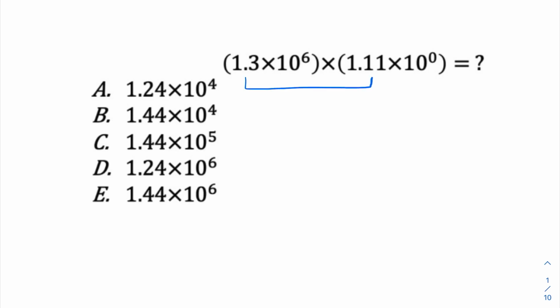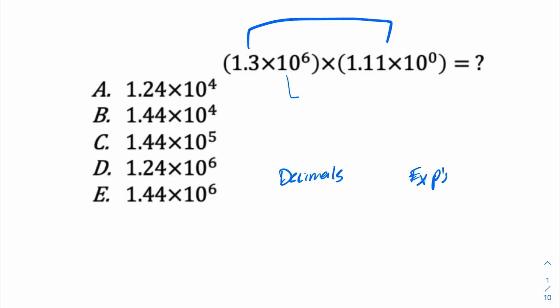So this is just a multiplication problem, right? So what we're going to do is we're going to split the problem into two things. There's going to be the part with the decimals, and then there's going to be the part with the exponents. Okay, so what you do is you do the multiplication of the decimals first, and then you do the multiplication of the exponents after. So what's 1.3 times 1.111?